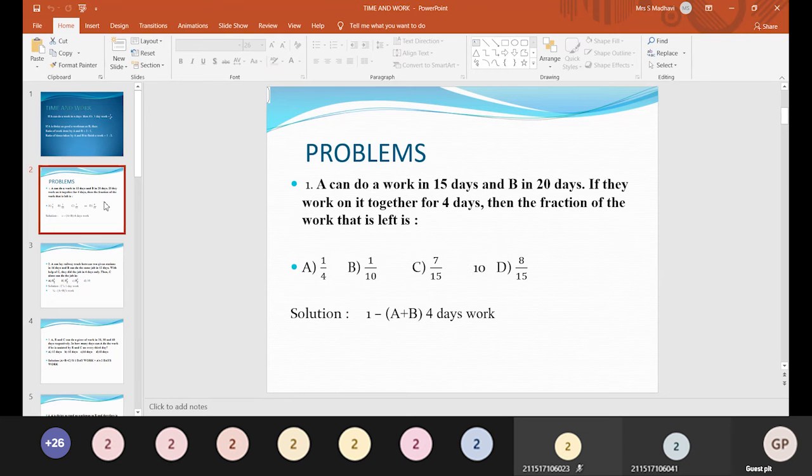Now we need to find the remaining work. A plus B worked combinedly for 4 days, so the remaining work is 1 minus 7 by 15, which is equal to 8 by 15. Here the option 8 by 15 is the right answer.